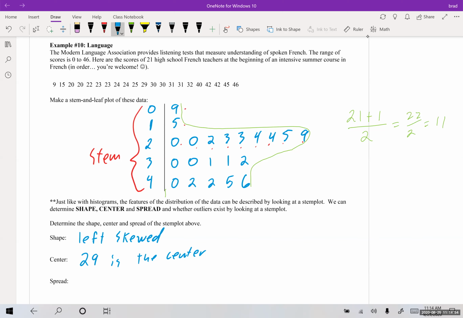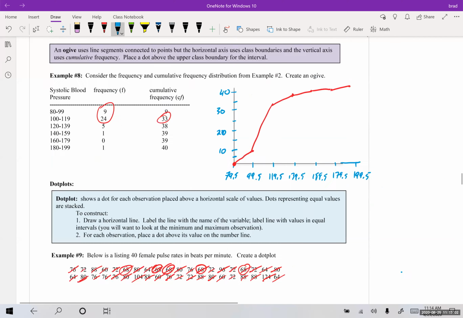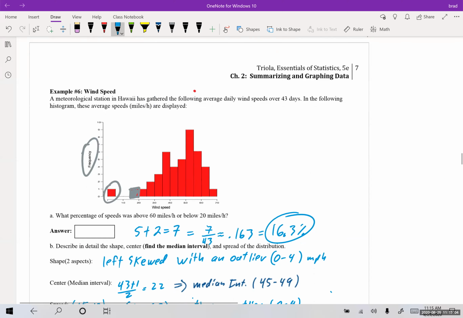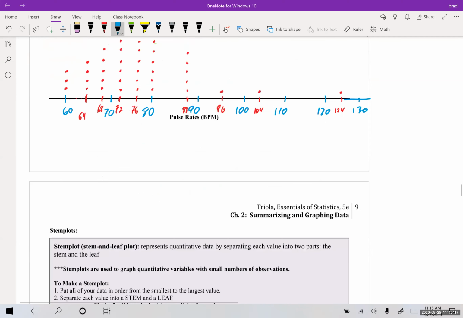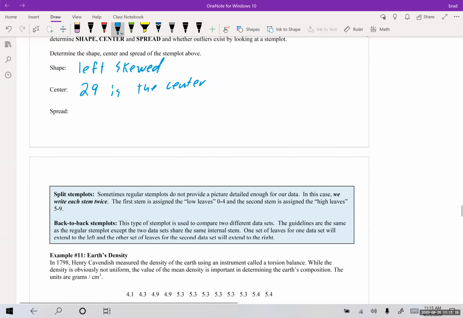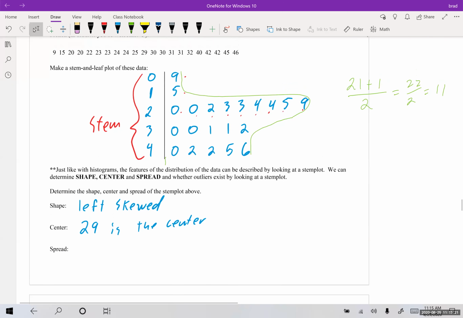Well, because we're doing a stem and leaf plot, we have the actual data values, right? We don't have to guess at what the data values are. If we scroll back up here and we're looking at the center, they're asking for the median interval because all of this is put in intervals. We don't actually know the exact data values. We just know that this is the histogram for it. In this problem, over here, we know the exact data value. So we don't have to find an interval.